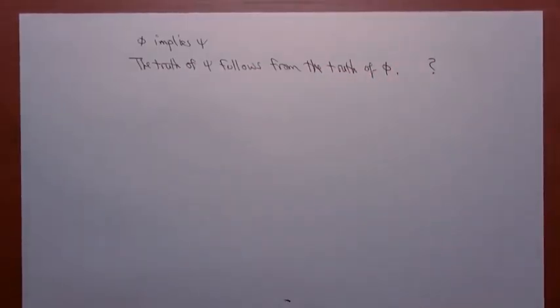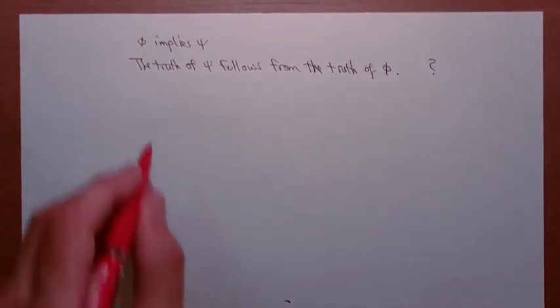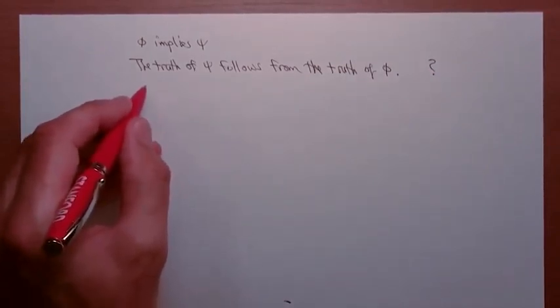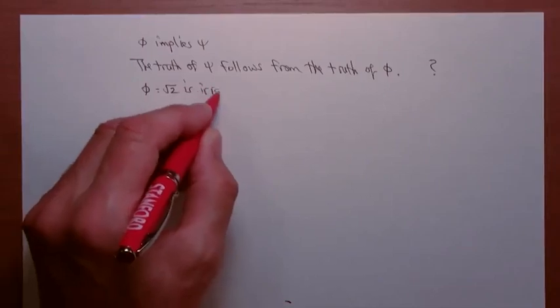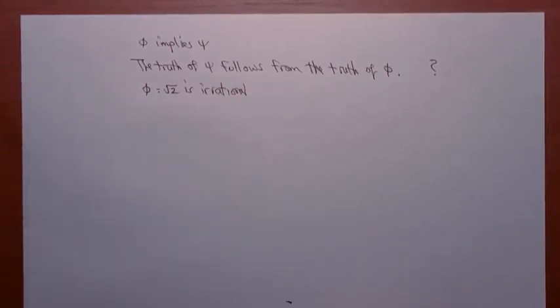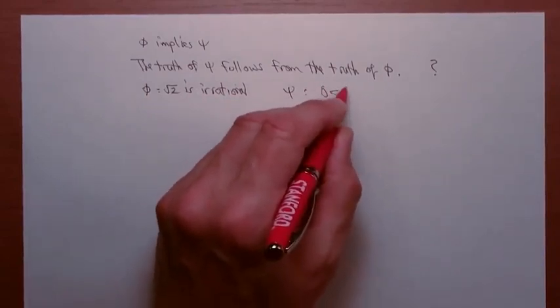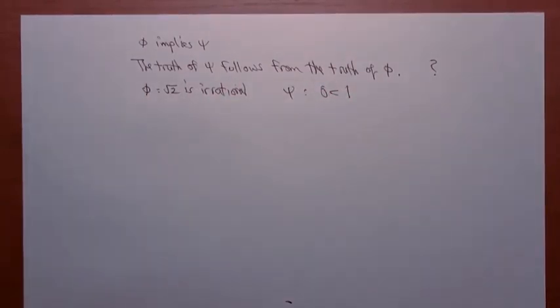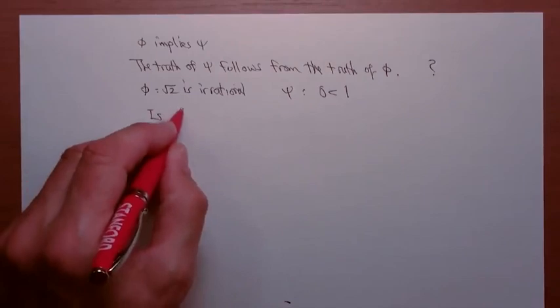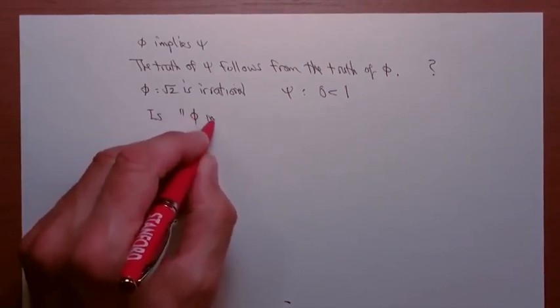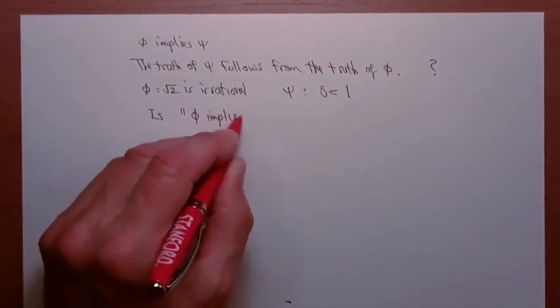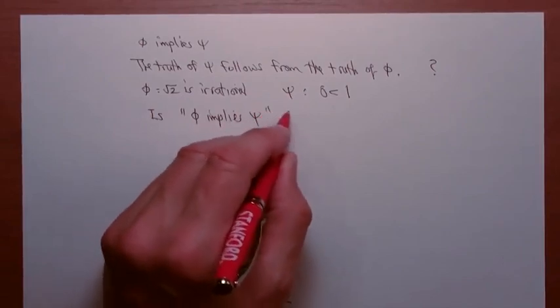But is that what we want? Well, let me give you an example. Let phi be the statement root 2 is irrational. And let psi be the statement 0 is less than 1. And let's ask ourselves, is the statement phi implies psi true?